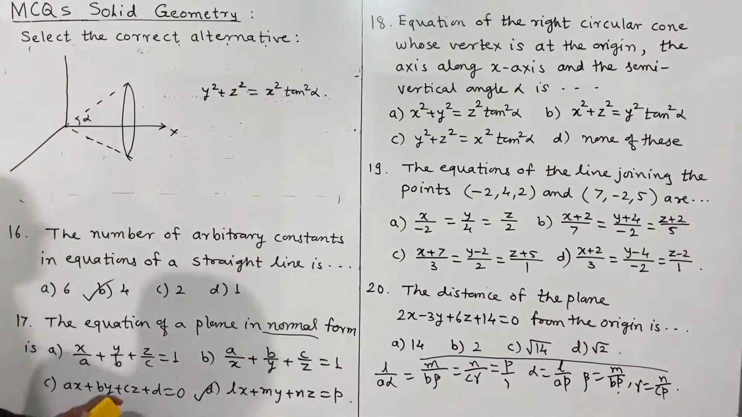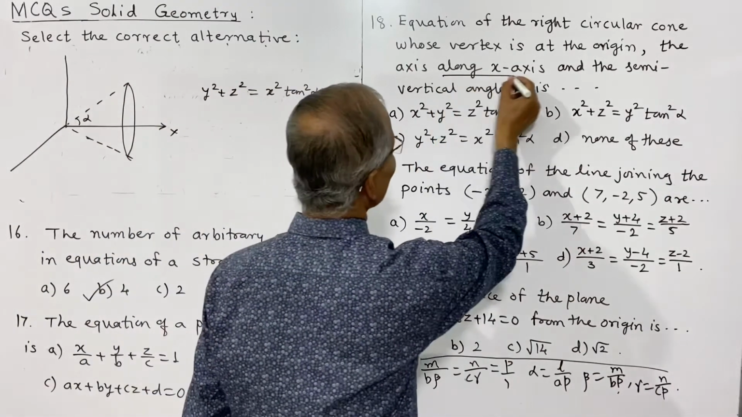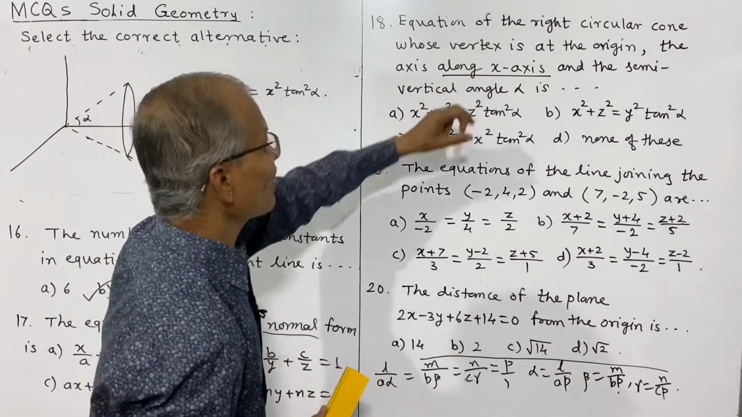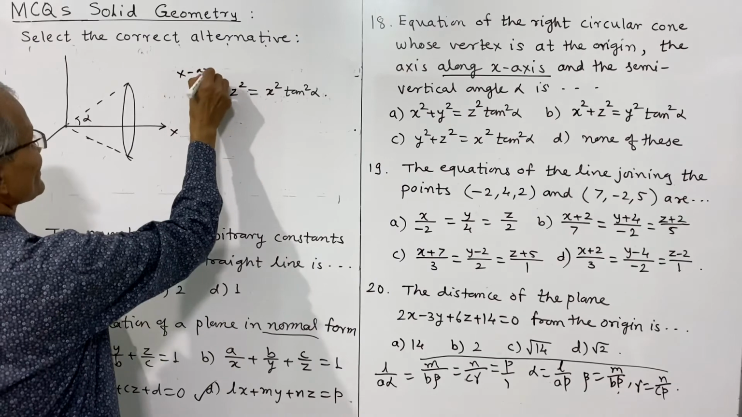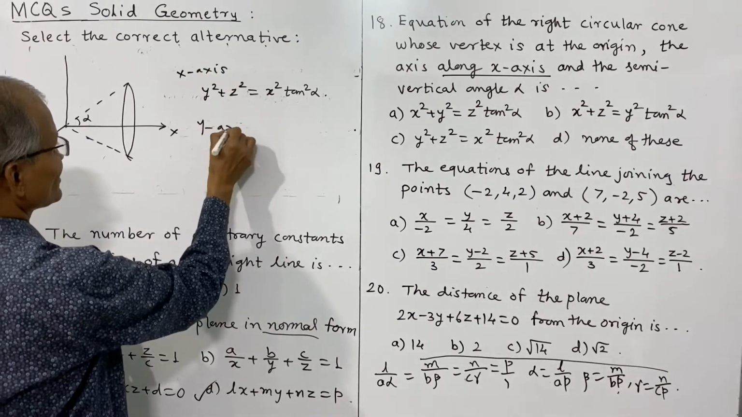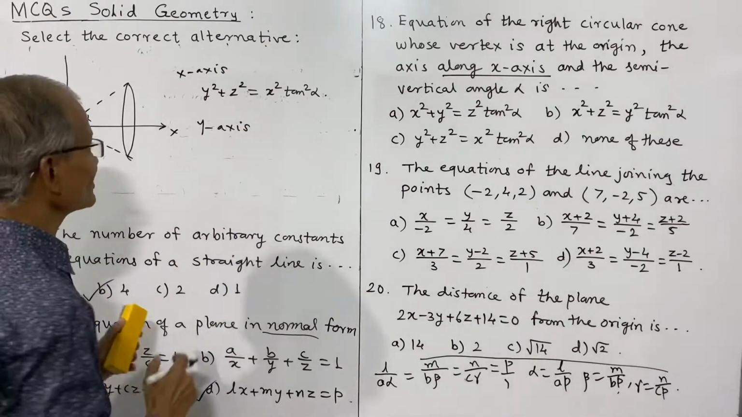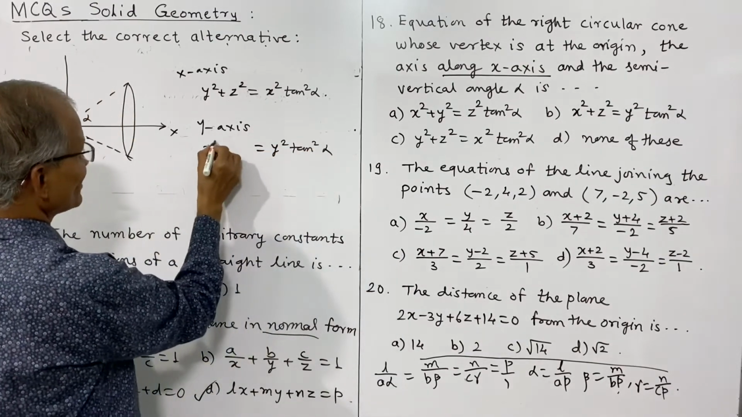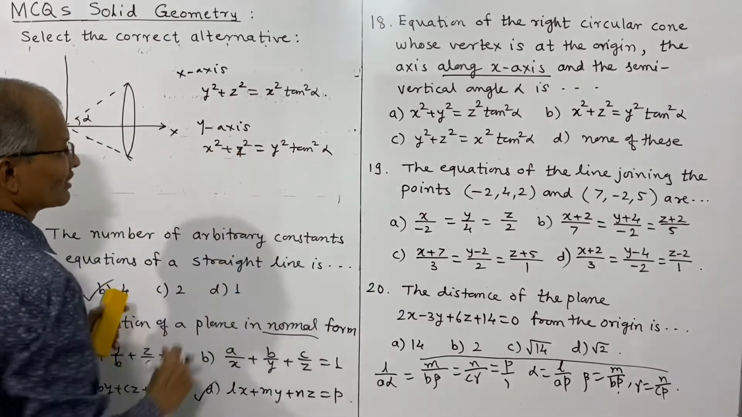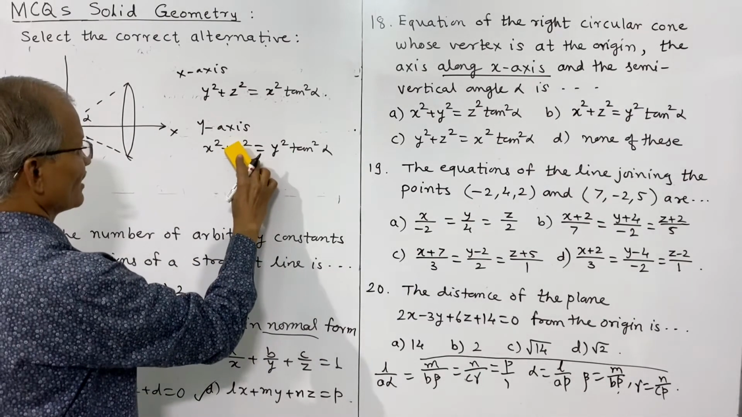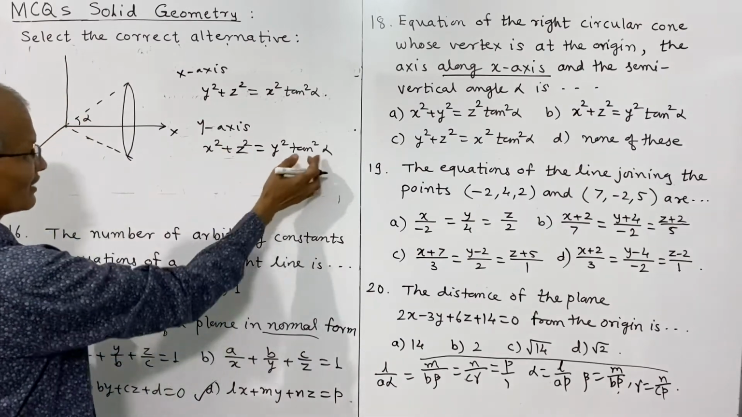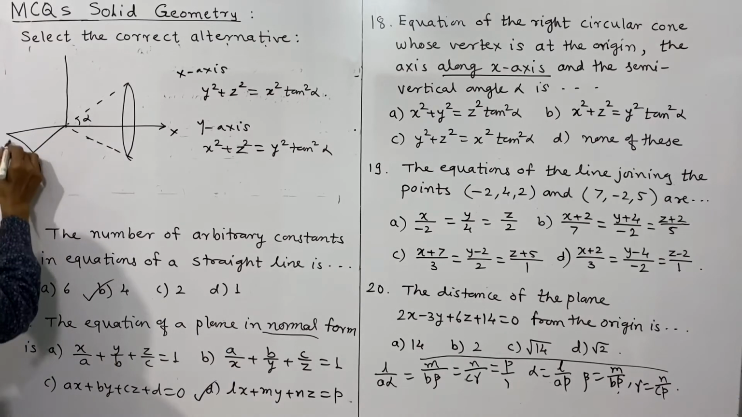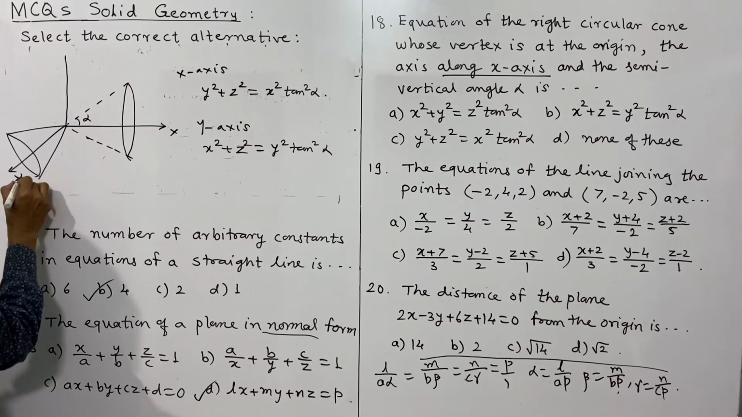We should remember, when the axis is the x-axis, the term x square tan square alpha is on the right side. For this cone, the x-axis is the axis. If the axis is the y-axis, then y square tan square alpha will be on the right side, and the remaining terms, x square and z square, will be on the left side. The semi-vertical angle is the same. So here, y-axis means the cone will be of this type. Its axis is the y-axis.